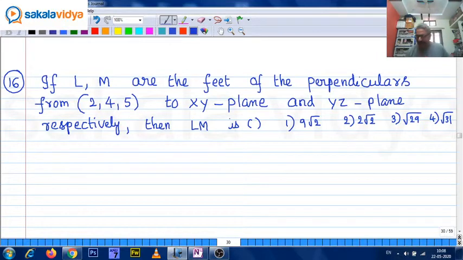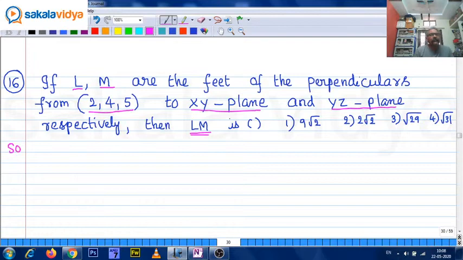First, let me analyze the problem. Let us analyze the problem, so that we can attempt the question. See, L is the foot of the perpendicular of (2, 4, 5) on the xy plane. M is the foot of the perpendicular of (2, 4, 5) on yz plane. Then the distance between L and M you need to find out. First L value, M value first.